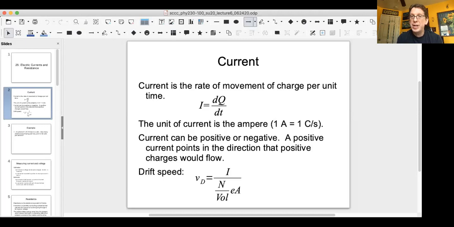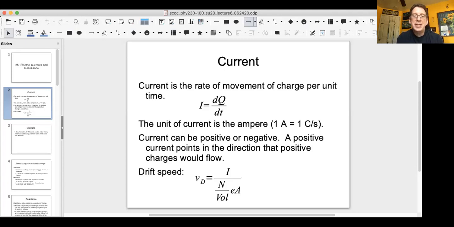Current can be positive or negative. So a positive current is defined as coming out of the positive terminal and into the negative terminal. And it's a little bit misleading given that it's the electrons, the negatively charged electrons, that move from negative to positive in reality. So it's a little bit counterintuitive if you know what's going on at the atomic level. But keep that in mind, that a positive current is defined as flowing from the positive terminal to the negative terminal.